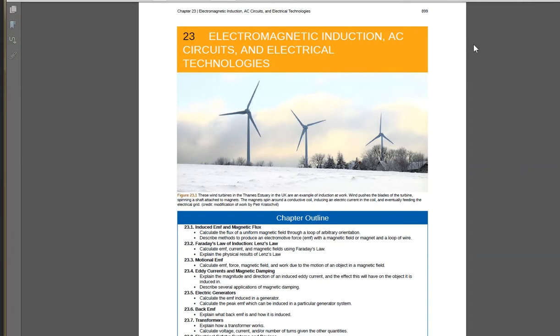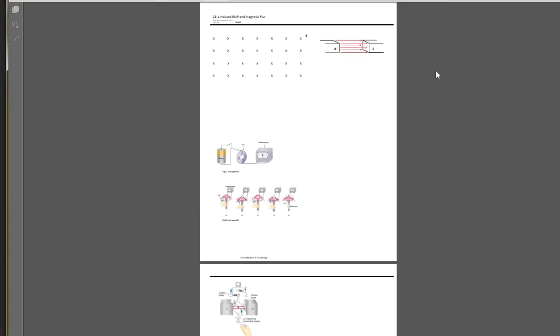Welcome to Chapter 23, Electromagnetic Induction, AC Circuits, and Electrical Technologies. Be sure to pick up the PDF off of Canvas. This one will be 23.1 so that you can follow along.